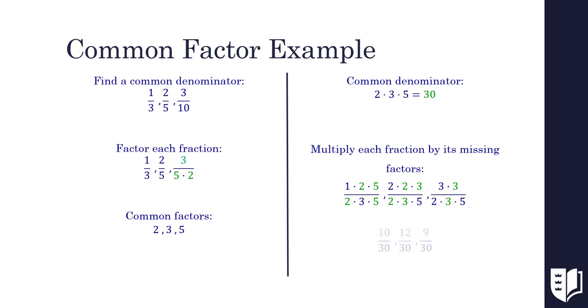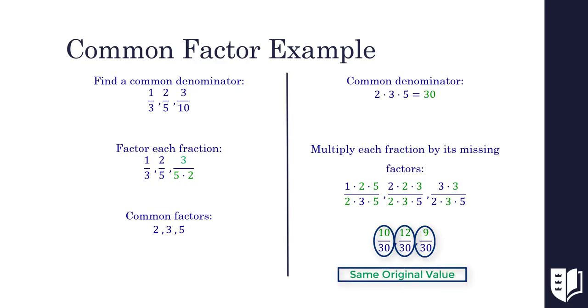The new fractions we have now are 10 over 30, 12 over 30, and 9 over 30. Note that with each one of the given fractions, the original value remains the same. The fractions still represent the same amount, but now they have a common denominator.